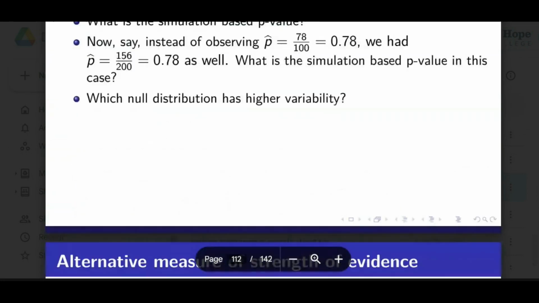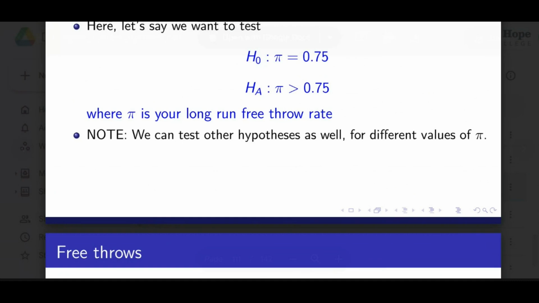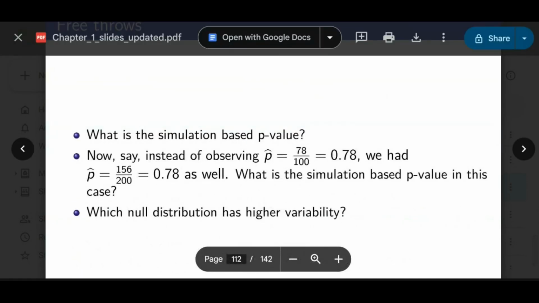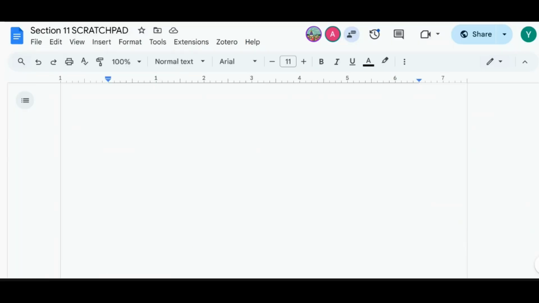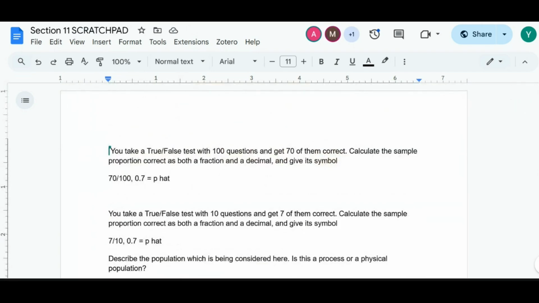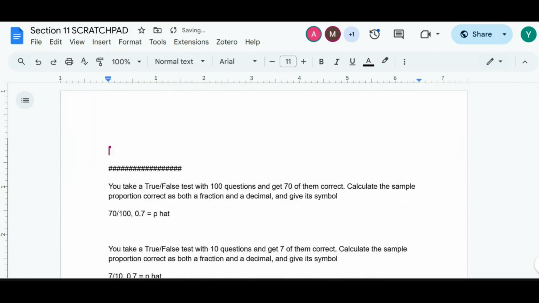We can also test other hypotheses as well for different values of pi. You can write some down if you want, but don't confuse yourself if you don't want to. But you could test pi is 0.7, 0.6, 0.5, 0.2, anything, right? So what is a simulation-based p-value? So this is where we are going to ask you, if you can, to contribute to this. Now, here's our scratch pad. I will label this here this way. Okay. So free throws, case where p hat is 78 out of 100.